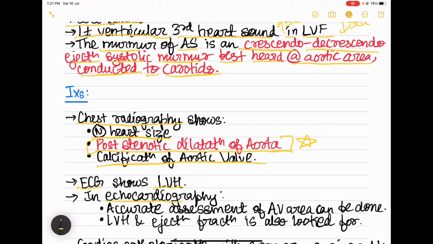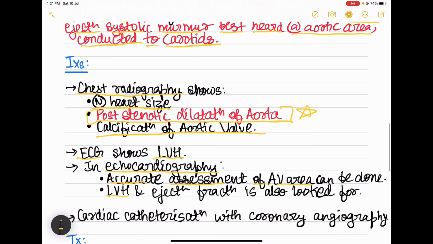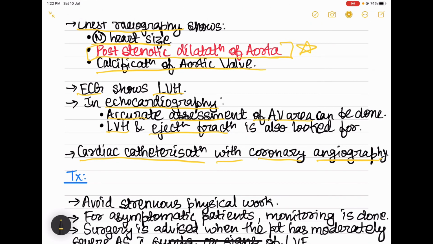And in echocardiography, we can do the accurate assessment of the aortic valve area. We can also look for the left ventricular hypertrophy and ejection fraction in echocardiography. Cardiac catheterization with coronary angiography is also done in case of aortic stenosis for the purpose of diagnosis.